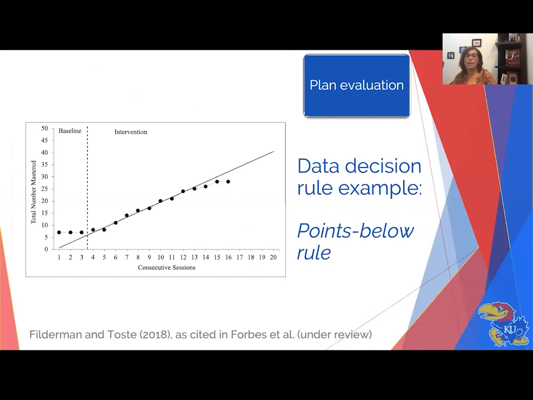Here's another example of a data decision rule, and this one is known as the points below rule. This one uses a goal line. And so the goal line shows the expected rate of progress on a goal based on the annual IEP timeline. The points below rule says that the team should make a change if 3 consecutive data points are below the goal line for a skill that needs to increase. And this is because if they don't make a change, the student might not meet the IEP goal on time.